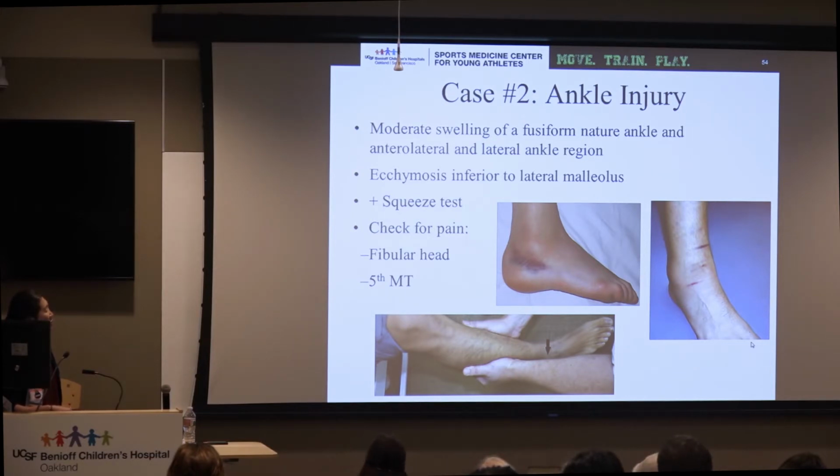So do a squeeze test where you're squeezing here. Don't forget, starting up here all the way down, because you want to check for pain along the fibular head and the fifth metatarsal. You want to make sure that when they turn their ankle, they also didn't fracture their fifth metatarsal or their fibula. Okay? Do the squeeze test.